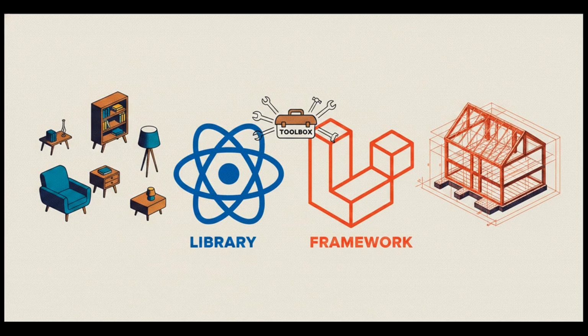Think of a library as a specific piece of furniture you decide to bring into your room. You're in total control of where it goes and when you use it. But a framework dictates the actual foundation and structure of the house itself. You work within its blueprints. So a CSS framework hands you that robust, unshakable blueprint for your design.